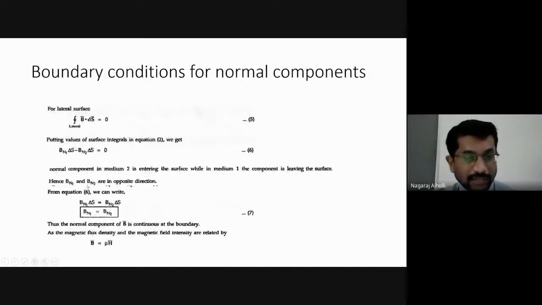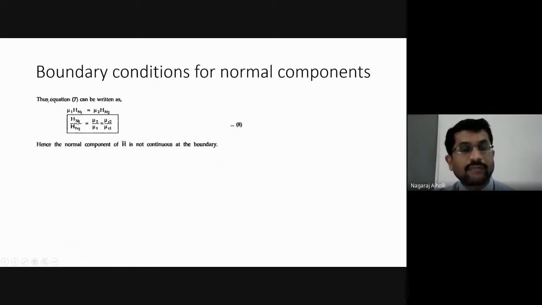If we look at Bn1 equal to Bn2, it is continuous. That is, the normal component of the flux density is continuous at the boundary, whereas the normal component of the magnetic field intensity is not continuous at the boundary, because Hn1 by Hn2 is not equal to 1. It is equal to mu2 by mu1, or mu r2 by mu r1. Hence, the normal component of H bar is not continuous at the boundary.